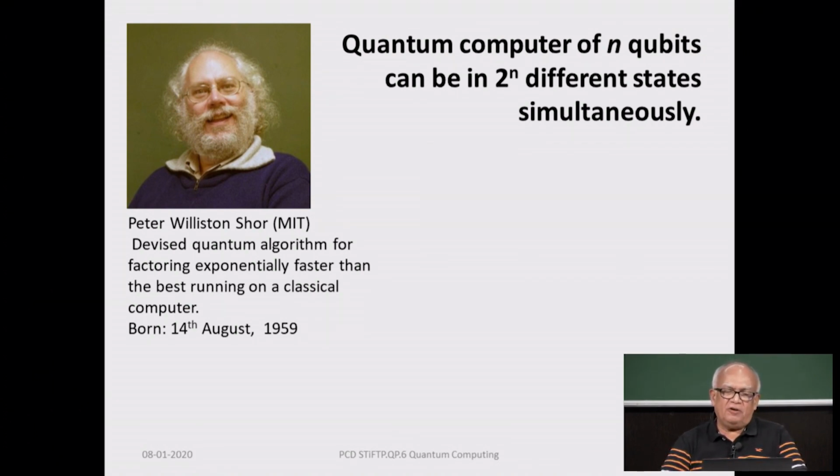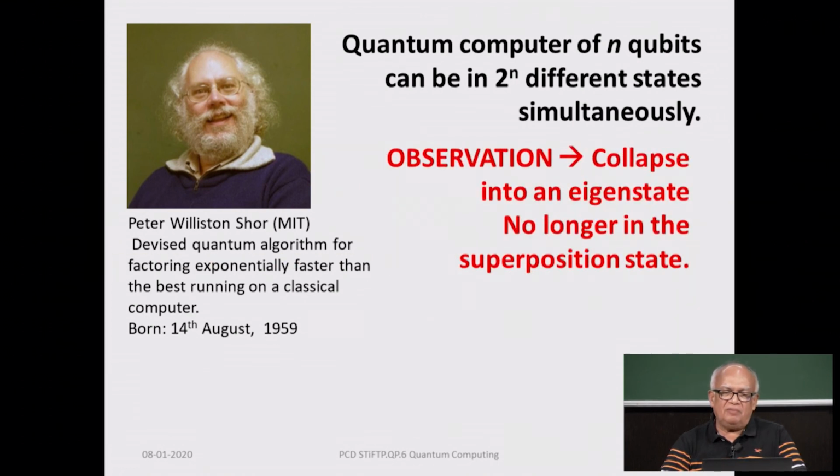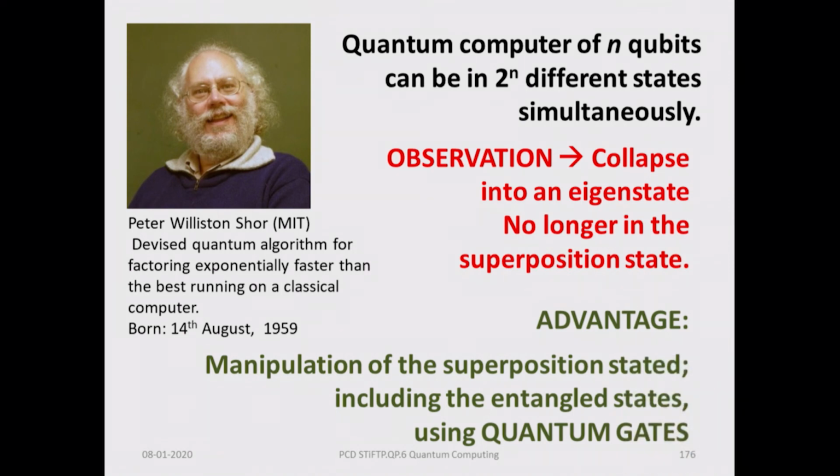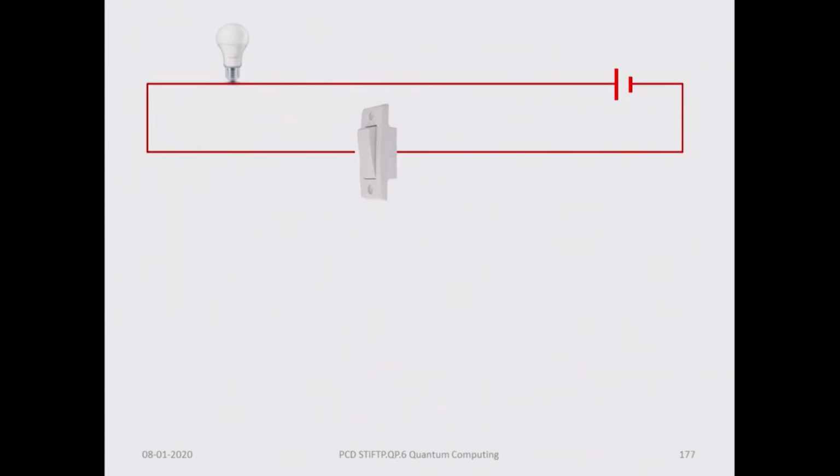What it takes advantage of is that an n-qubit system can be in 2 to the power n states simultaneously, and it can deal with a lot of information simultaneously. Observation would of course collapse the system into an eigenstate, and the superposition would be lost, but in between you can manipulate the superposed states using multi-bit quantum gates. So, that is what quantum computing is about.